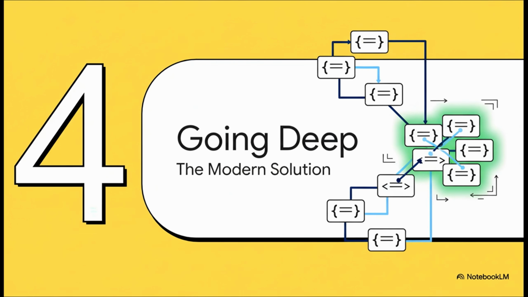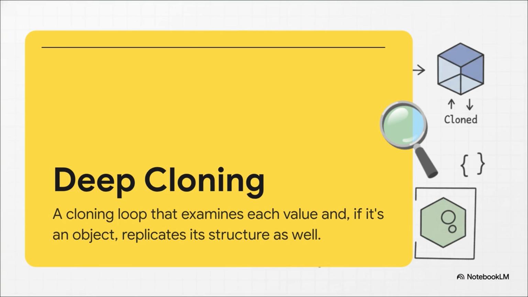This big limitation with shallow copies brings us finally to the real solution, the thing you'll want to use 99% of the time, a deep clone. So what is a deep clone? Well, it does what you'd expect. It doesn't just copy the top level stuff. It goes down recursively through the entire object and makes a brand new copy of everything it finds, including every single nested object. The end result is a completely independent, totally unlinked duplicate.